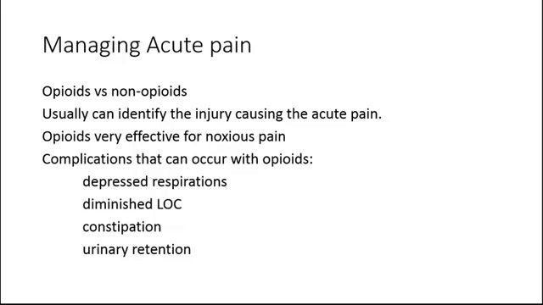And then urinary retention, because of the relaxation of the smooth muscle, they'll get the constipation and the urinary retention. So we need to be assessing for that at all times.